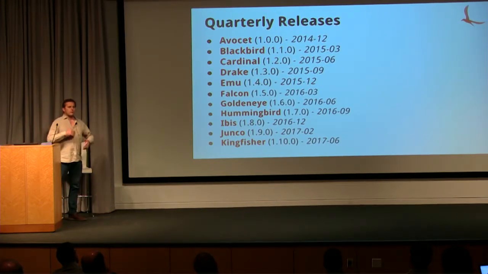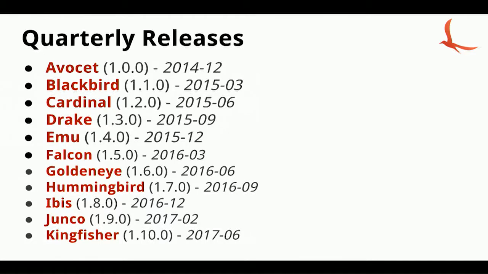In terms of our process lifecycle and development model, we are releasing ONOS versions on a quarterly basis. So we're about to release our 11th version, titled Kingfisher, which is 1.10. We're literally just a week or 10 days from doing so.